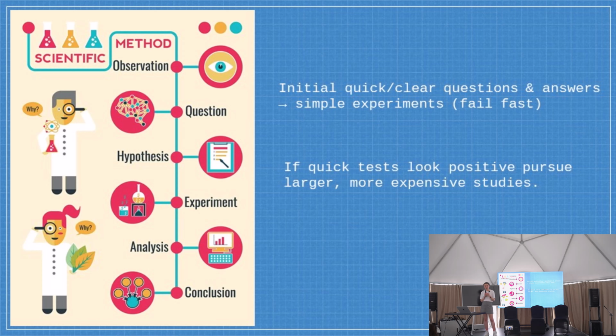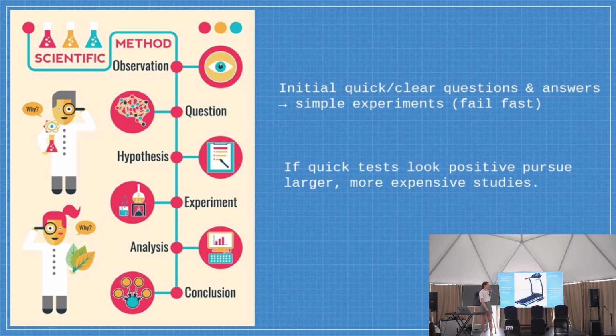So the way that I think is currently the best approach is to initially have very clear answers that come from your questions, such that if it turns out your hypothesis is wrong, you at least fail fast and you can start again. But if your quick tests do look positive, you can then go on to these larger data sets. And then from those observations, you sort of reiterate the process, because your data should therefore lead to new questions, and so on and so on.